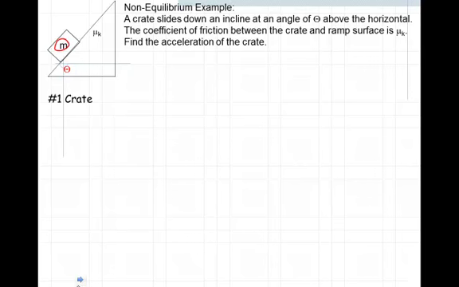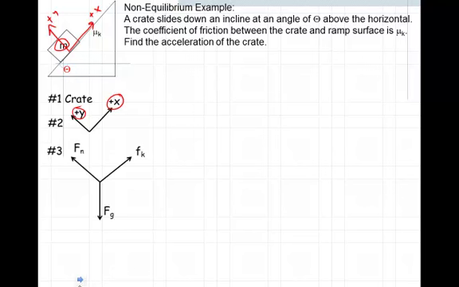So our first step is to identify the object that's being accelerated, and that's obviously the crate. The second step is to determine what direction is positive. For us, we're going to call the positive y direction this direction, because that corresponds with that direction there. That's a positive y. And we'll call that the positive x direction, because this will correspond with the positive x direction.